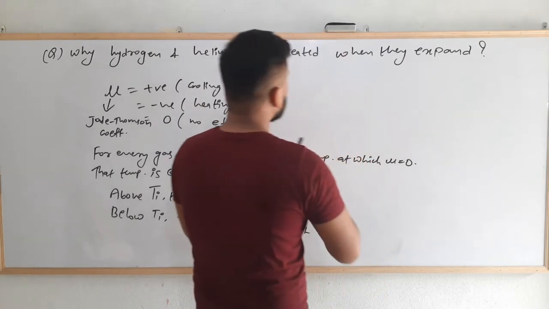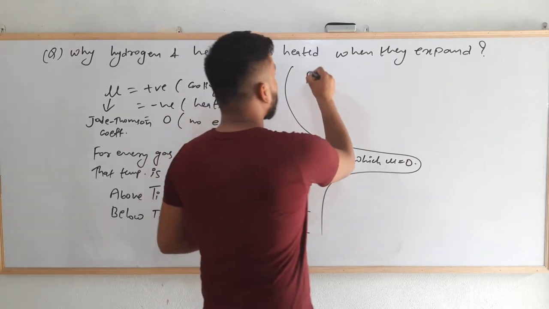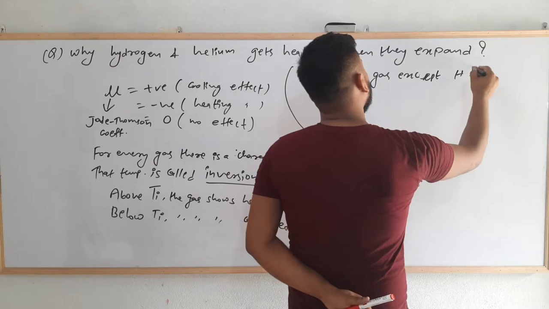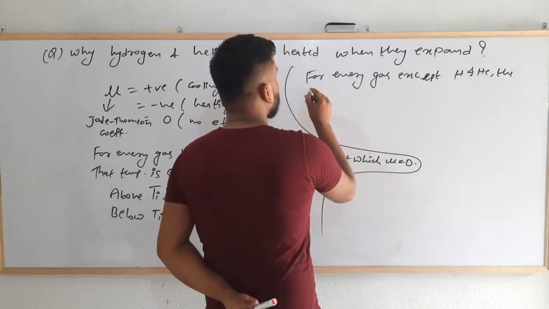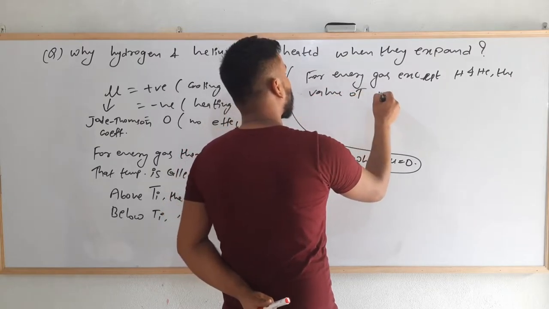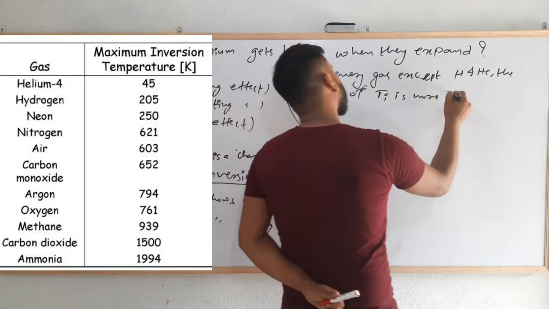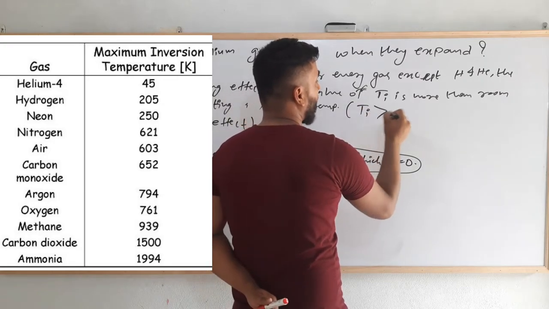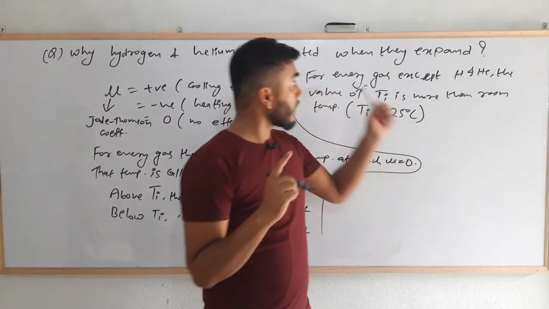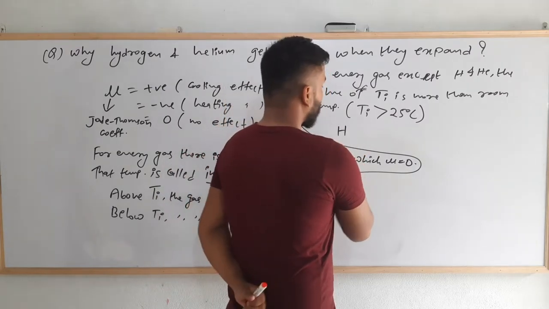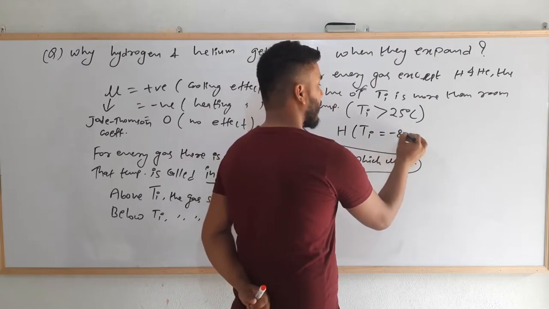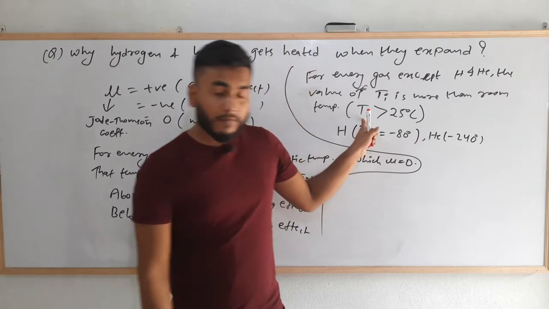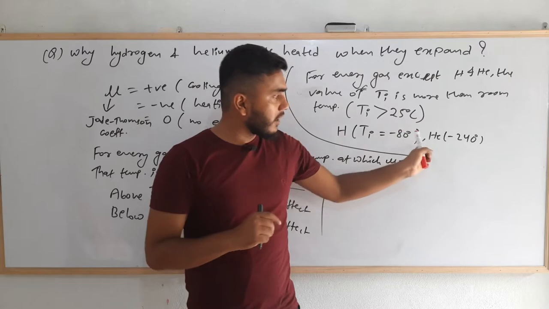Now, for every gas other than hydrogen and helium, the value of TI is more than room temperature. Room temperature means 25 degrees Celsius. That is, TI is more than 25 degrees Celsius in case of all the real gases except hydrogen and helium. But on the other hand, the temperature of inversion of hydrogen is minus 80 degrees Celsius and that of helium is minus 240 degrees Celsius. So as you can see, the inversion temperature of all the other gases is more than room temperature and that of hydrogen and helium is less than room temperature.